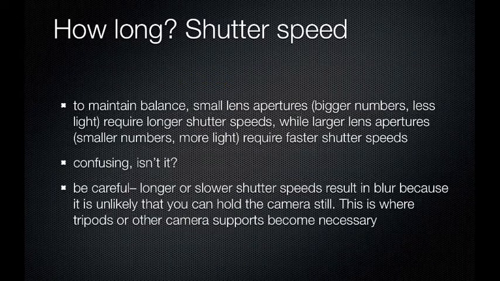To maintain balance, small lens apertures, which have bigger numbers and allow less light to come into the camera, require longer shutter speeds, while larger lens apertures, which have smaller numbers and let more light come into the camera, require faster shutter speeds. Now that's confusing, isn't it?